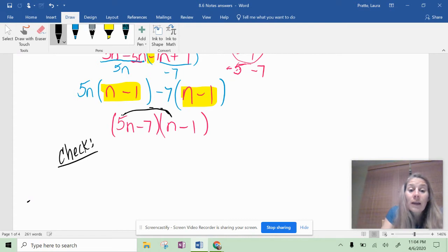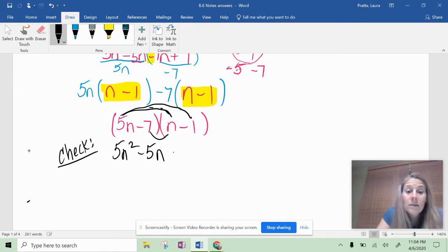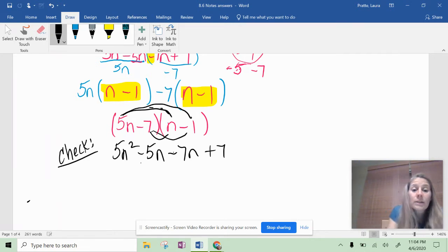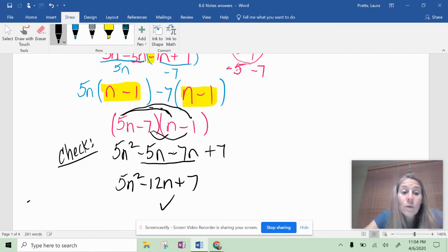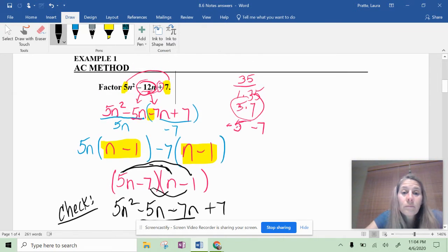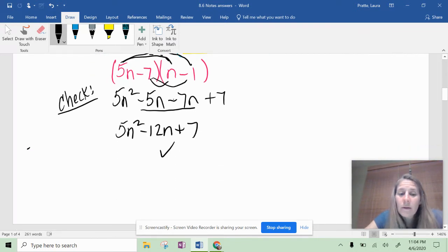So 5n times n would be 5n squared. 5n times negative 1, negative 5n. Negative 7 times n, negative 7n. Negative 7 times negative 1 is plus 7. And notice these two like terms in the middle. So when you combine negative 5 and negative 7, you get that negative 12. And that is what we started with if you take a look there. So that is the AC method.